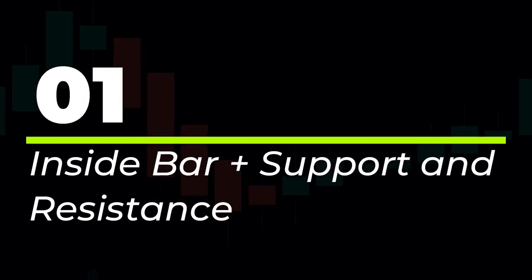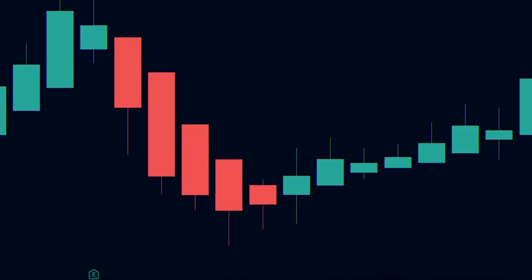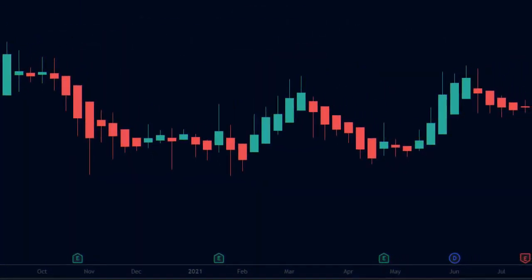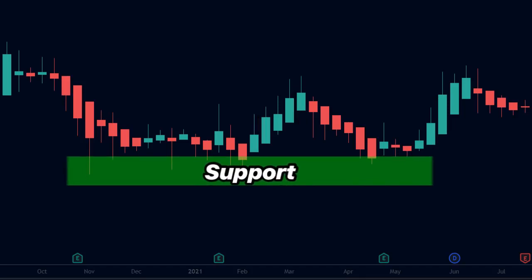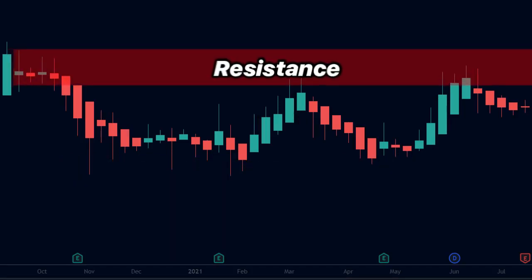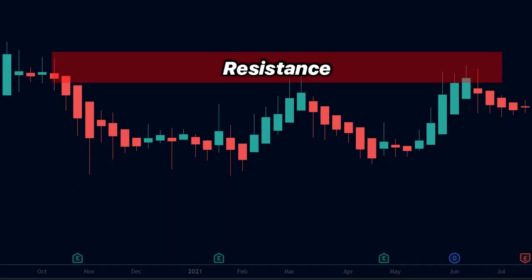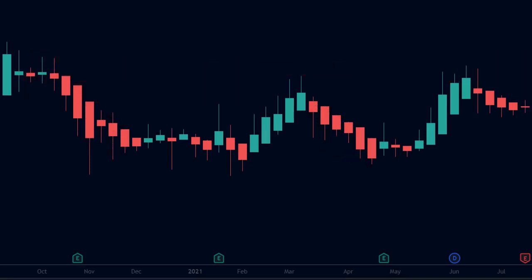First, let's use the inside bar pattern with support and resistance levels. Support and resistance are a very integral part of technical analysis. A support level is an area on the chart where we expect the buyers to come in and take the price higher. Similarly, a resistance is an area on the price chart where we expect the sellers to come in and take the prices lower.